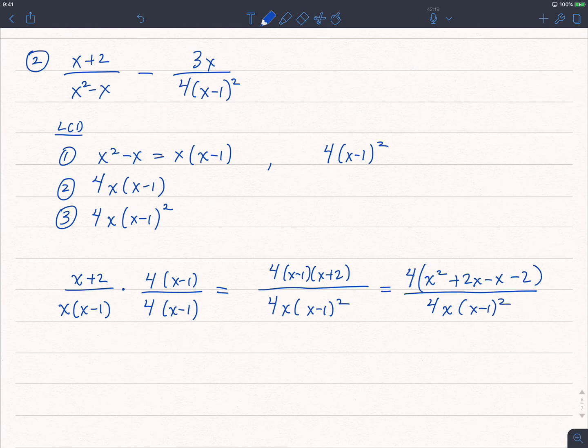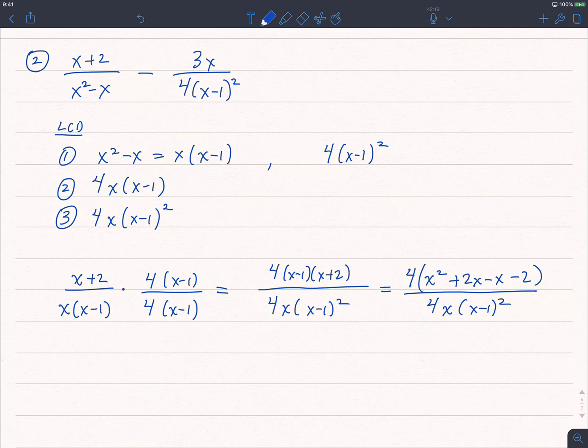Now, it's at this point that a common mistake is to notice that the numerator and denominator both have a 4, so we can just cancel them out, right? Well, no, because we want to keep it there so that we can combine it to the other fraction, right? So we don't want to cancel out.